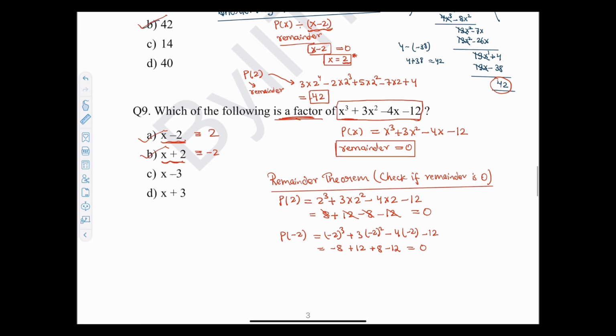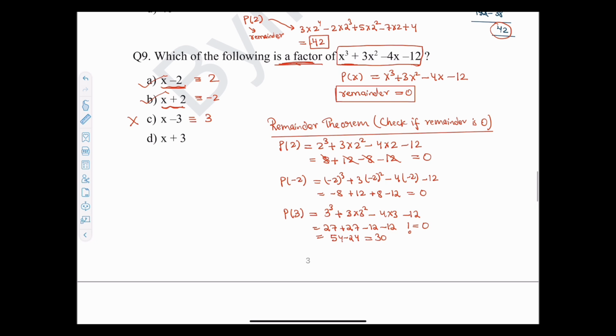Now let's check for the third option. Here, the root of this polynomial is going to be 3. Now let's plug in 3 in the polynomial that we are dividing. So let's find out P of 3. So it's going to be 3 cubed plus 3 times 3 squared minus 4 times 3 minus 12, isn't it? So it's 27 plus 27 minus 12 minus 12. Now this is definitely not equal to 0, isn't it? Yeah, because this is going to be equal to 54 minus 24, which is 30, and this is not 0. Hence this option is not correct.